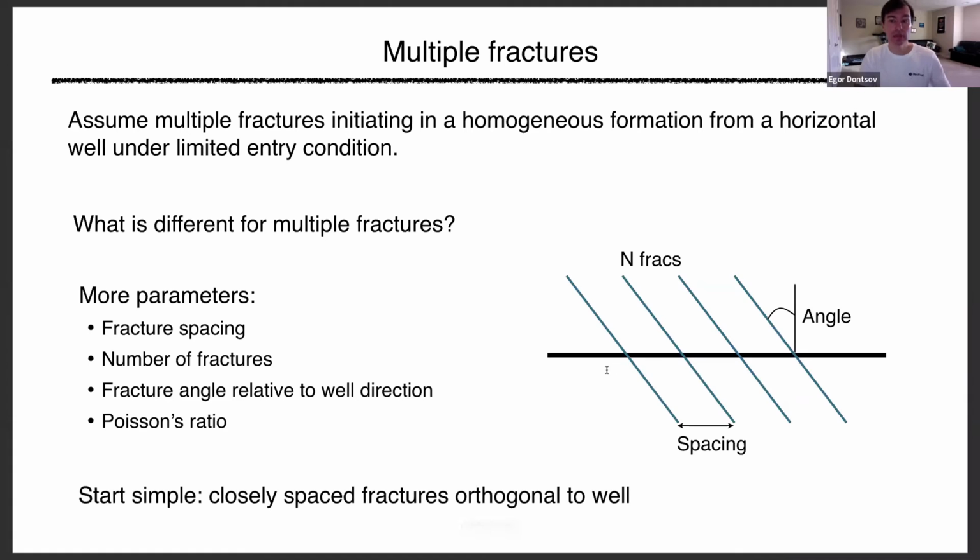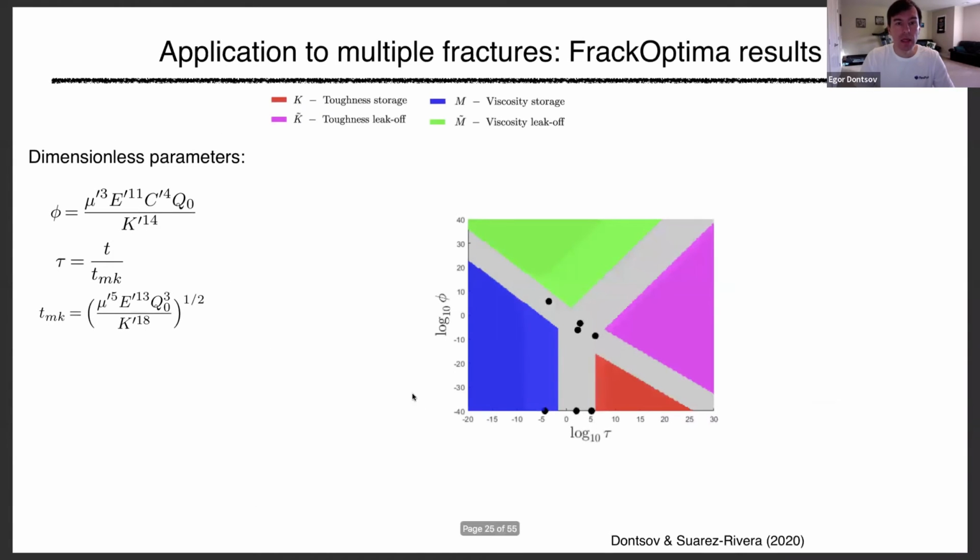And so let's start simple with closely spaced fractures. Closely spaced means that the characteristic radius or size of the fracture is much larger than the spacing, right? So that's the limit of closely spaced fractures. And that's orthogonal to the well, so this angle is zero. Again, this is the most common case. And here first, I'm going to show you results from the paper which we published in 2020. And these are using a simulator for Optima.